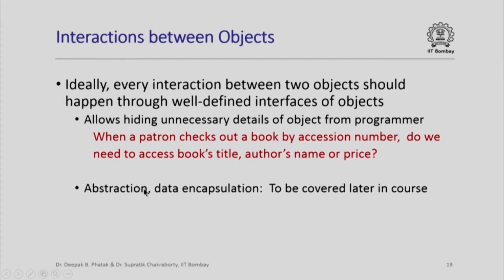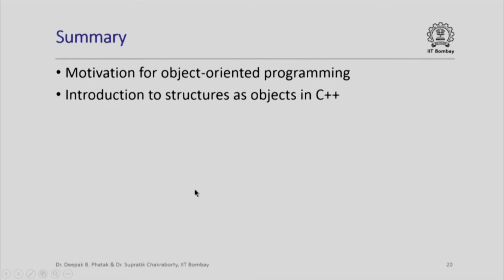So this is achieved through what we call abstraction or data encapsulation, which will be covered in much more detail later in the course. So in this lecture, we basically saw some motivation for object oriented programming, and we also saw a brief introduction to structures as an example of objects in C++.